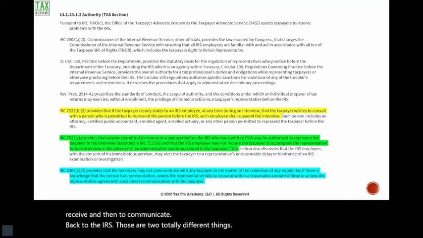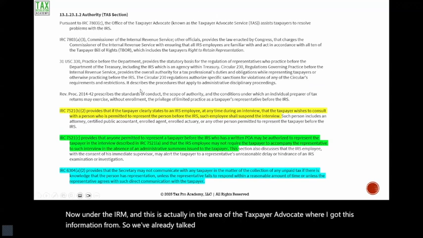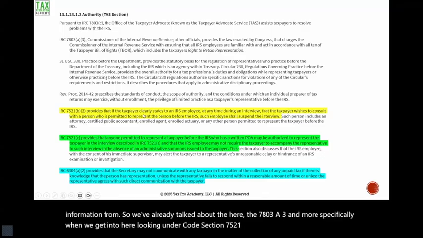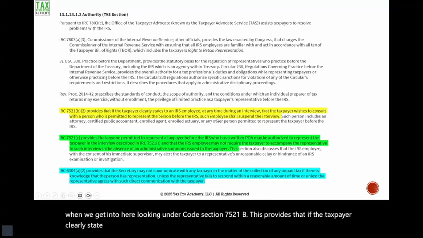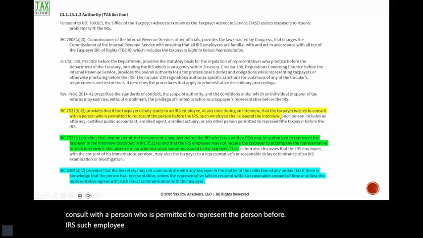Now, under the IRM, and this is actually in the area of the Taxpayer Advocate where I got this information, we've already talked about 7803(a)(3). More specifically, looking under Code Section 7521(b), this provides that if the taxpayer clearly states to an IRS employee at any time during an interview that the taxpayer wishes to consult with a person who is permitted to represent the person before the IRS, such employee shall suspend the interview. Okay, that's under the law.